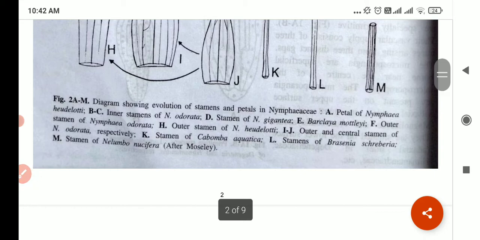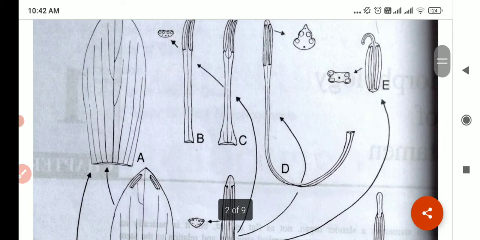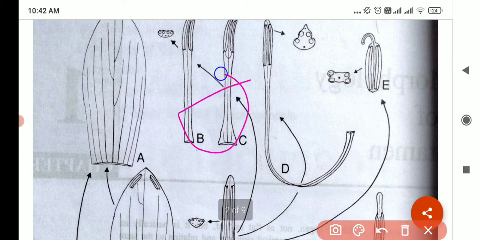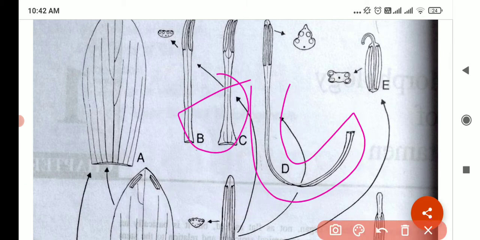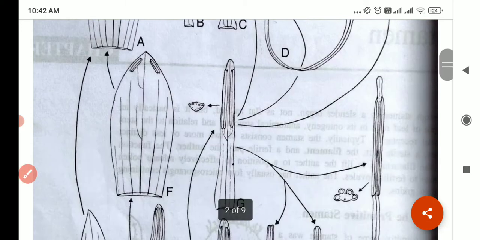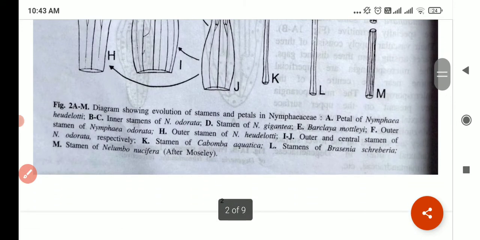Then D is Nymphaea gigantea. So let's look at D. It is almost similar to B and C, but even more long and curved. So D, gigantea, is a little bit bigger. Giant.